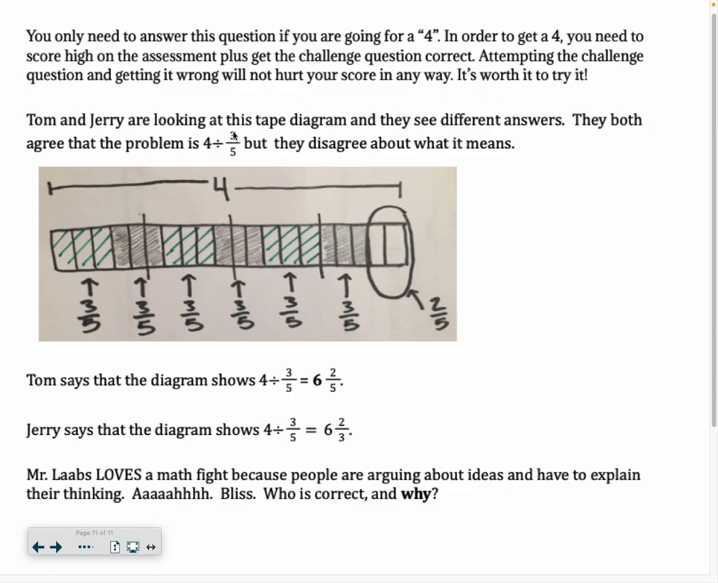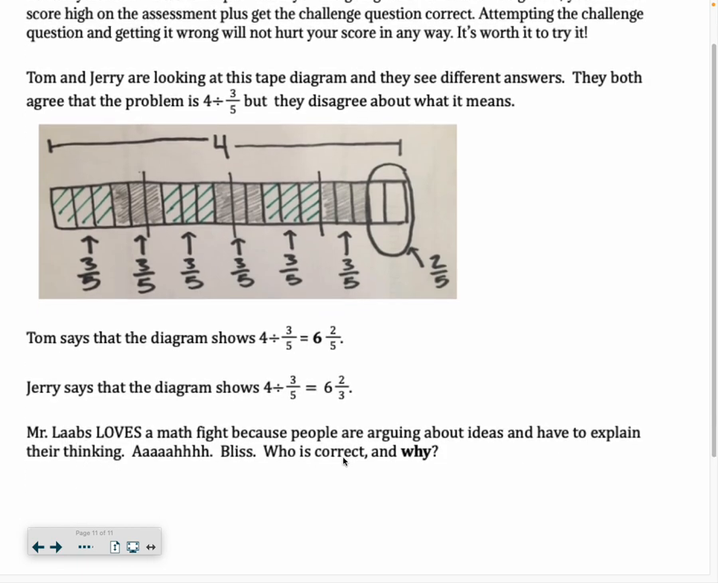Tom and Jerry are looking at this tape diagram and they see different answers. They both agree that the problem is 4 divided by 3/5, but they disagree on what it means or what the final answer is. Tom says that the diagram shows 4 divided by 3/5 equals 6 2/5. Jerry says that the diagram shows 4 divided by 3/5 equals 6 2/3. Mr. Lobbs loves a math fight because people are arguing about ideas and have to explain their thinking. Ah, bliss. Who is correct and why?